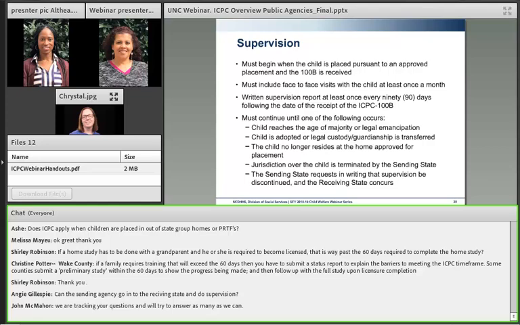The receiving state shall respond to any report of abuse or neglect of a child placed in during the supervision period. And the sending state is who is responsible for case planning and ongoing safety and well-being for any child placed in the receiving state.